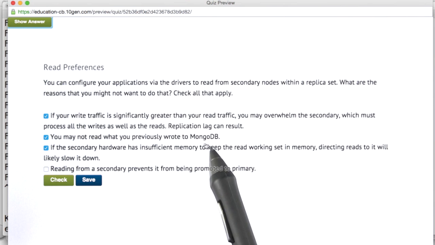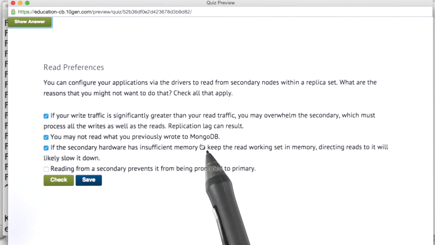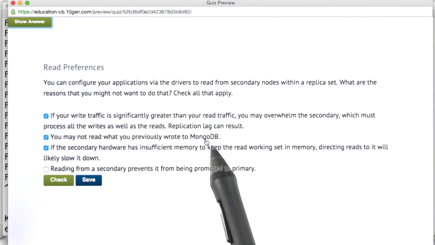Now, the second one I did talk about in the lesson, which is that you lose the strong consistency, you're now going to be eventually consistent. So you may not read what you just wrote to MongoDB, which can be very frustrating as a programmer.